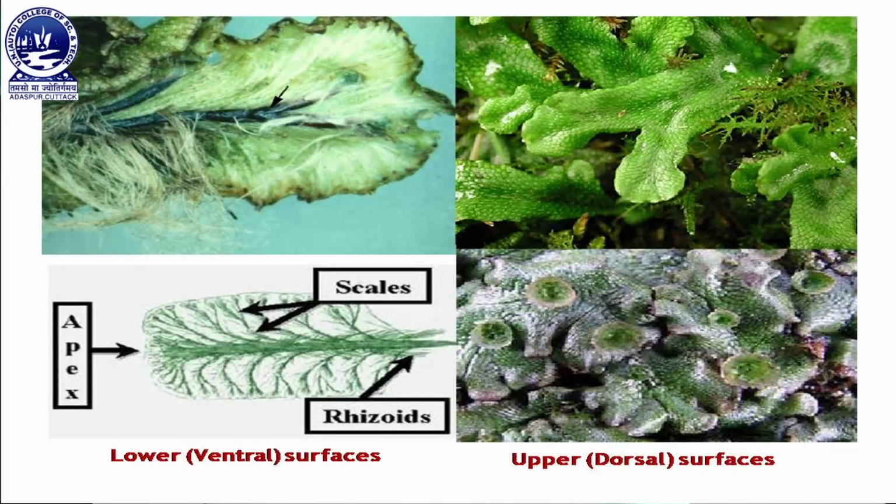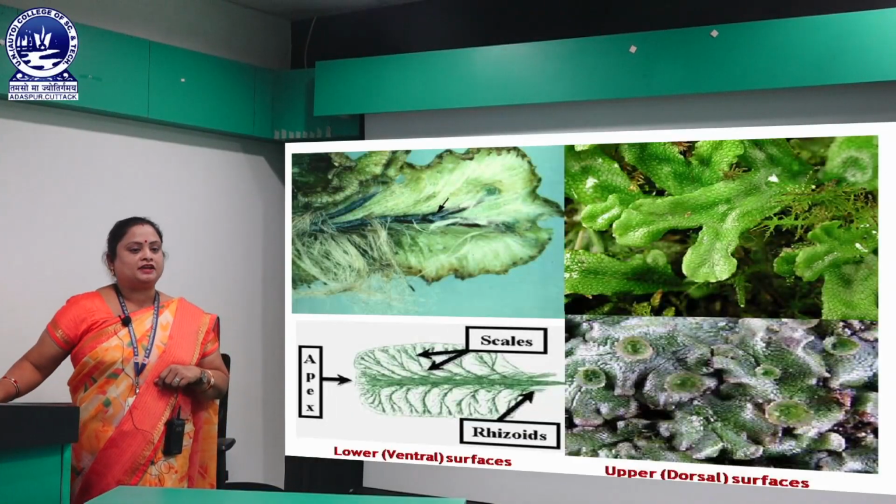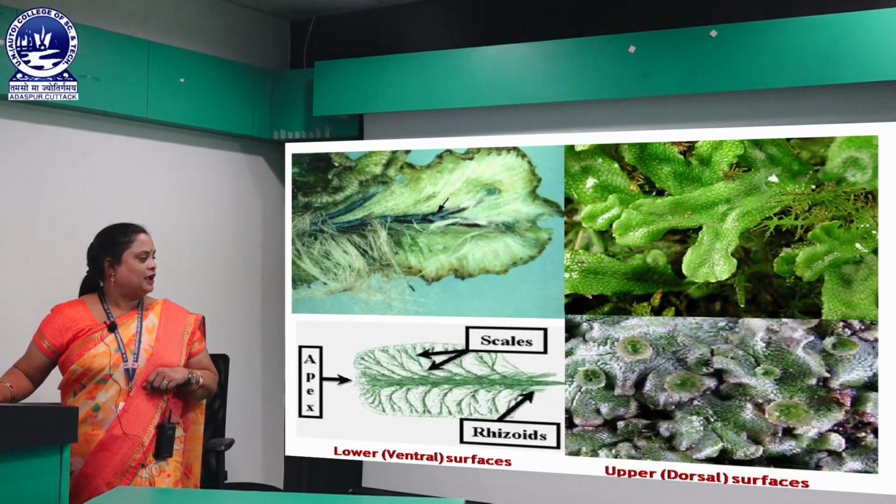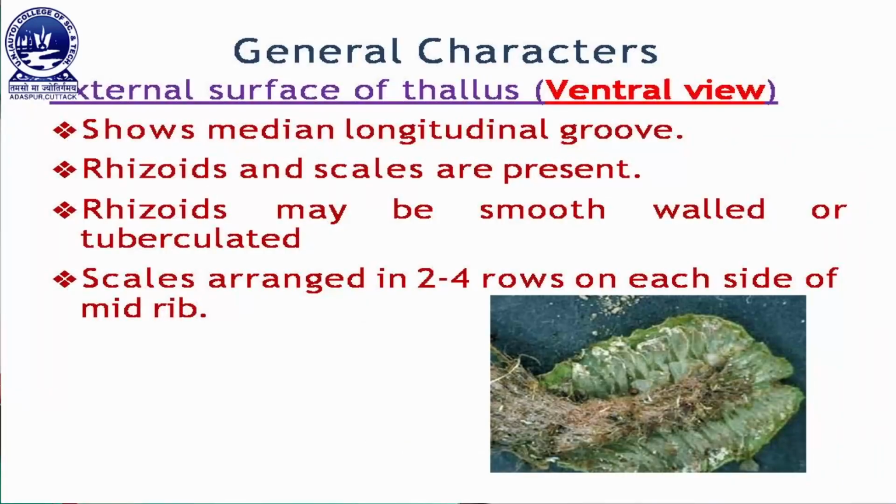The rhizoids are of two types: tuberculated rhizoids and smooth-walled rhizoids. Smooth-walled rhizoids have a smooth surface, whereas the inner wall of the tuberculated rhizoids contains peg-like infoldings, and that is why they are named tuberculated rhizoids. This is the ventral view having rhizoids and scales, and the scales are arranged in 2 to 4 rows on each side of the midrib. The midrib is prominent on the upper surface of the thallus.